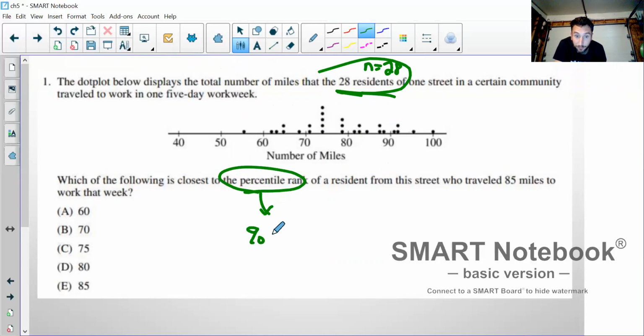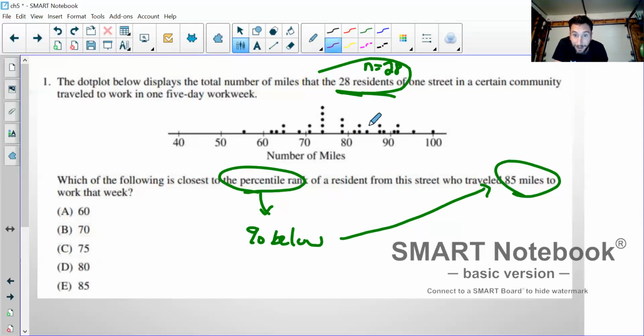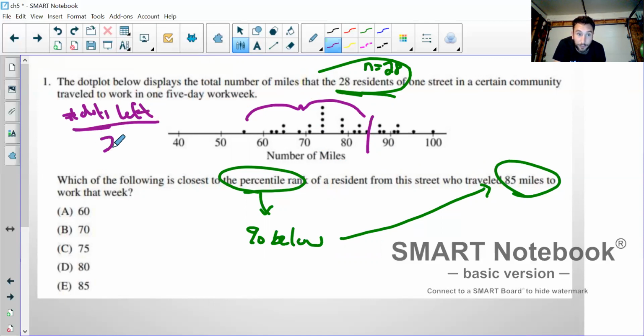Percentile rank means we want to find what percent of data is below 85 miles to work. So let's see, 85 miles, that's like here-ish. Now we may or may not count this dot. Of course, we could count how many dots are to the left of 85 out of the total 28. But I don't know if I count that many, so I can see it over here. There's 1, 2, 3, 4, 5, 6, 7, 8, right? So there's 8 dots that are greater than 85, which means this must be 20. So we get 20 out of 28.